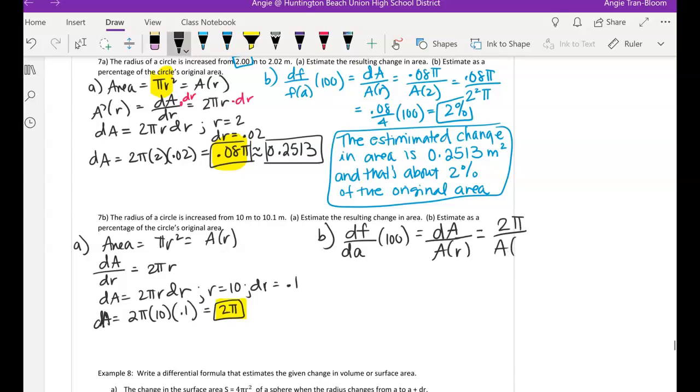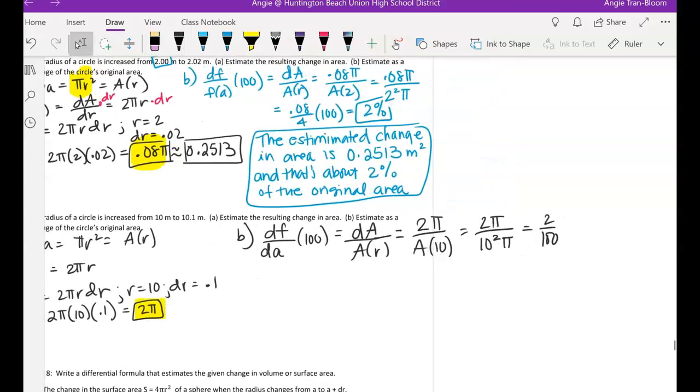A, the area, started at 10, so I need to find out what that is. So 2 pi all over pi r squared, so 10 squared times pi. Cancel out the pi, so that's 2 over 100. So I'm going to multiply by 100. So, oh, it's 2% again.